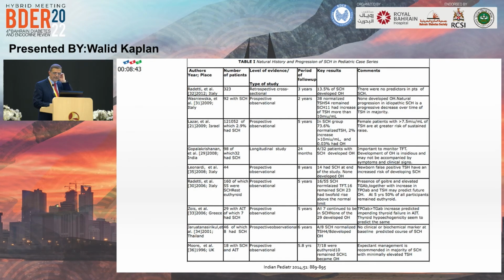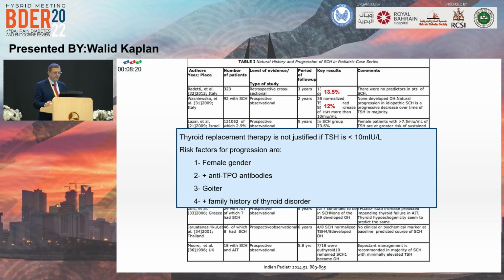This is a meta-analysis of 9 studies. Not all of them are purely subclinical hypothyroidism. Some of them have autoimmune thyroiditis as well, but they all showed about the same percentage, 10 to 12% of patients who have worsened TSH to increase above 10 international unit per liter. And in this particular meta-analysis, they have concluded that female gender, positive antibodies, presenting with goiter, and positive family history basically are factors that might indicate needing treatment because of increased TSH.